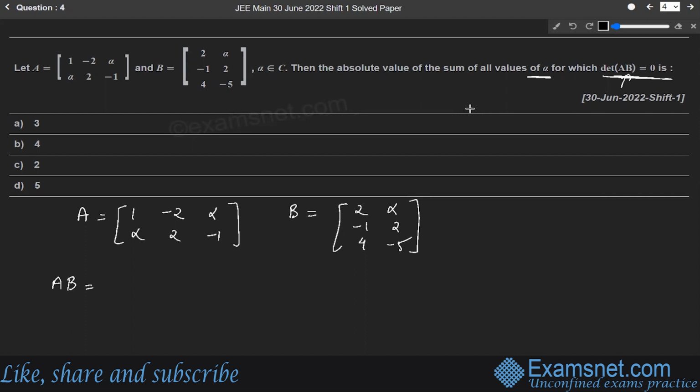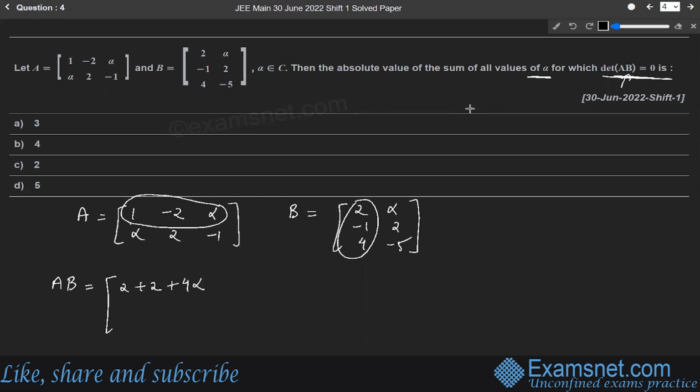It is very simple. Firstly, you have to multiply the first row with first column. Okay. This is the first row and this is the first column. So let us multiply it. 1 into 2 is 2. Minus 2 into minus 1 is plus 2. Alpha into 4 is 4 alpha.